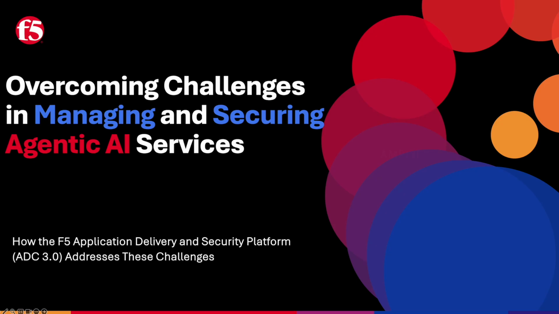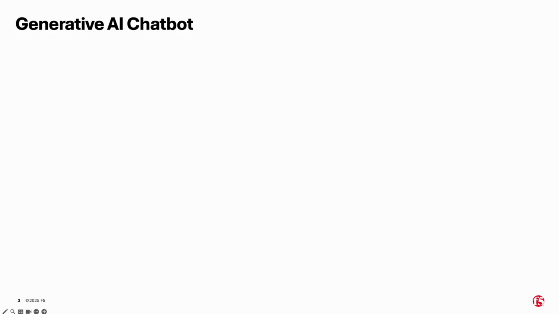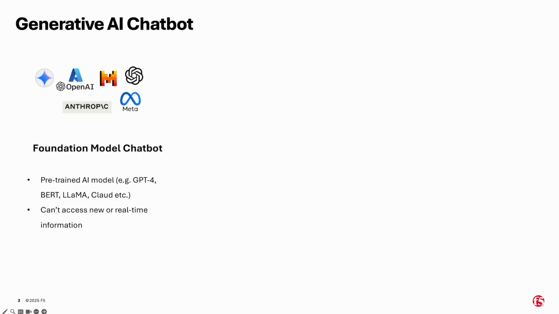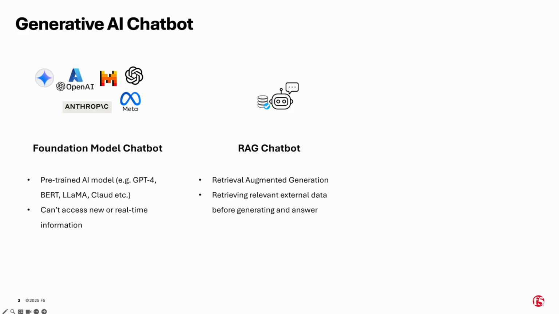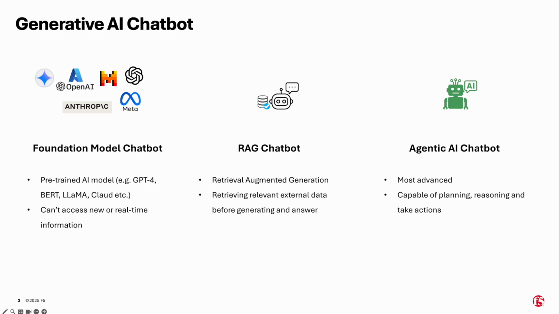Now, chatbots are just one example. Agentic AI is much broader. It's transforming how businesses automate, optimize, and innovate across the board. There are three main ways to build a generative AI chatbot. A foundation model chatbot uses a pre-trained AI model like GPT, Llama, and so on to generate responses, but it's limited to what it already knows. It can't access new or real-time information. A RAG chatbot, on the other hand, improves responses by retrieving relevant external data before generating an answer. And finally, an Agentic AI chatbot is the most advanced, capable of planning, reasoning, and taking actions beyond just answering questions.